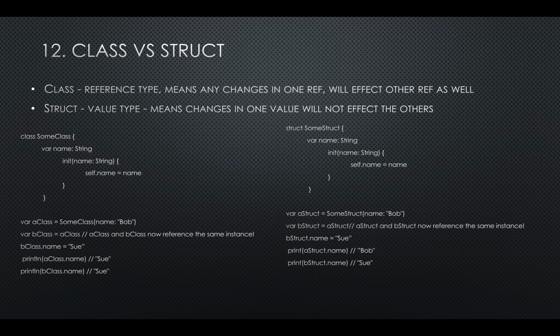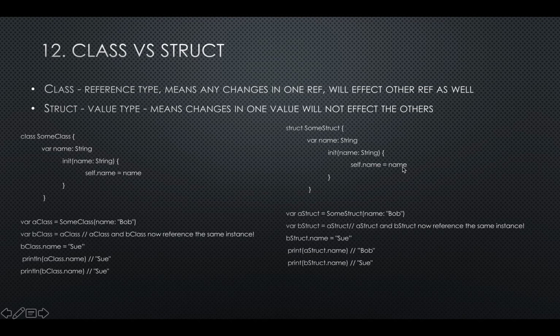So here we have assigned b class with a class. So if we change the b class name to Sue, then a class name will also be changed to Sue, even though we have set it to Bob. So that is why when you print a class dot name, that will also be Sue, and b class dot name will obviously be Sue. Okay, so reference type means any changes in one reference will affect other references as well.